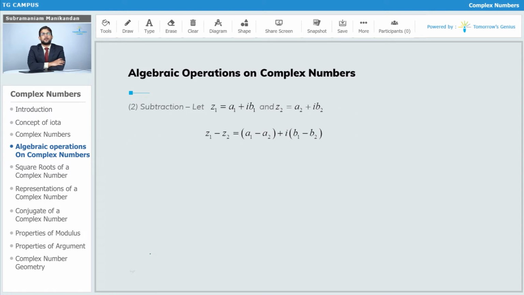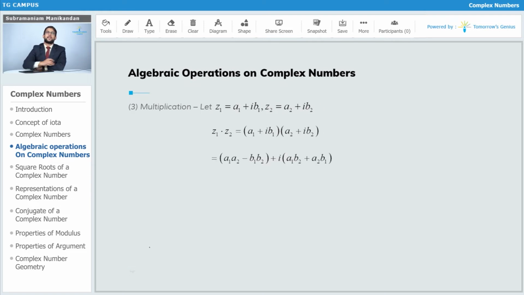Subtraction. If I have two complex numbers, z1 is equal to a1 plus ib1 and z2 is equal to a2 plus ib2, then z1 minus z2 is equal to a1 minus a2 plus i into b1 minus b2. Okay, so next, multiplication. If I have z1 is equal to a1 plus ib1 and z2 is equal to a2 plus ib2, then z1 times z2 is equal to a1 plus ib1 times a2 plus ib2.